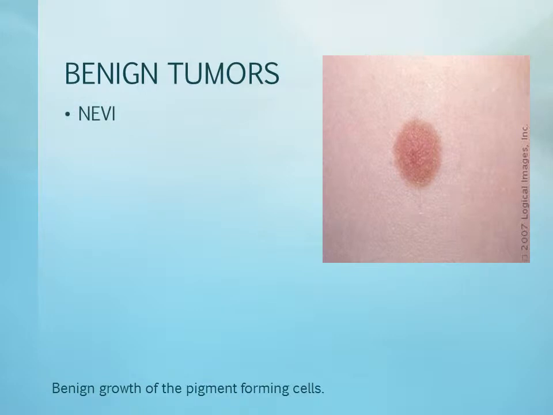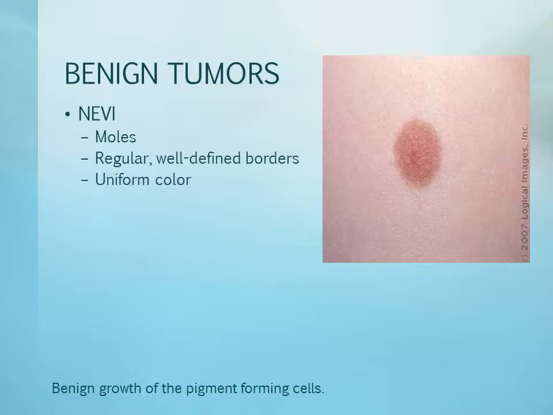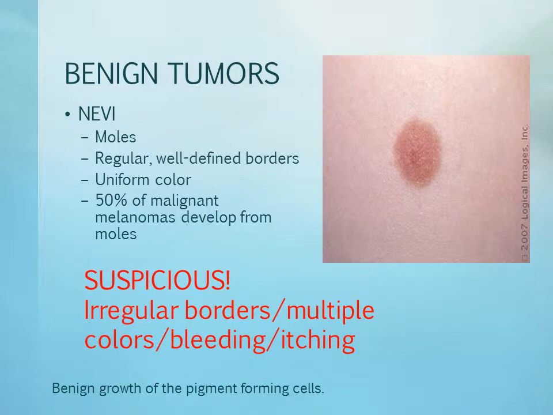Another benign tumor is a nevi. It is a benign growth of the pigment-forming cells. Often it is referred to as a mole. It appears with regular, well-defined borders. It generally has a uniform color. Approximately 50% of malignant melanomas actually develop from moles. Suspicious moles will have irregular borders, they will have multiple colors, they may have bleeding, and they may be very itchy.